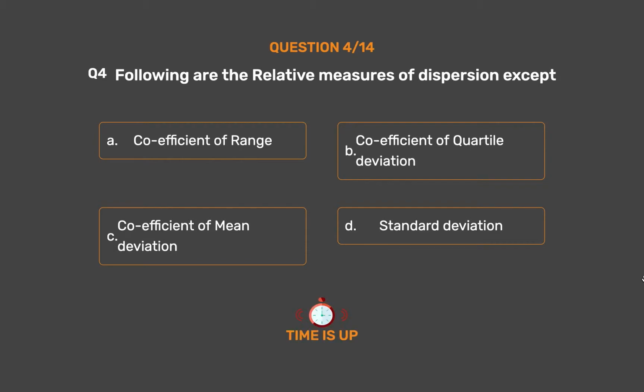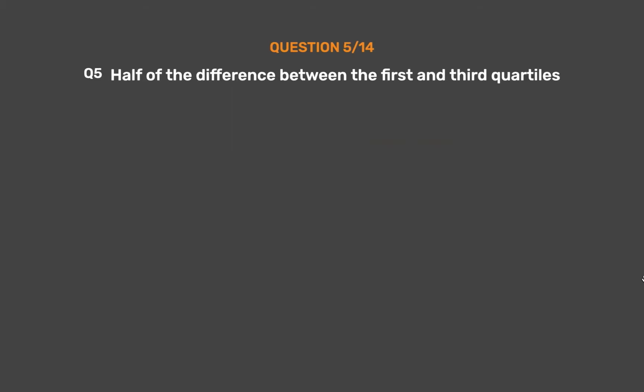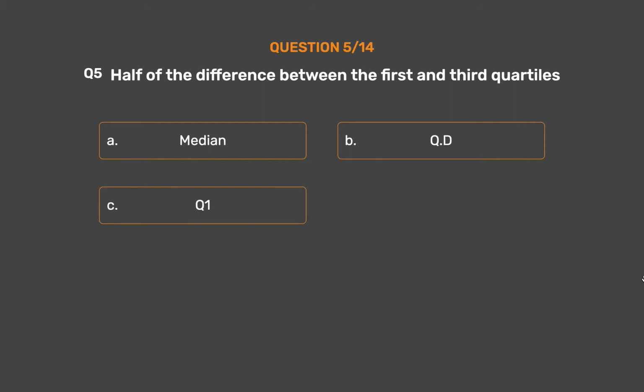The correct answer is Option D. Standard deviation. It is an absolute measure of dispersion. Question number 5. Half of the difference between the first and third quartiles. Option A. Median. Option B. QD. Option C. Q1. Option D. Q3.